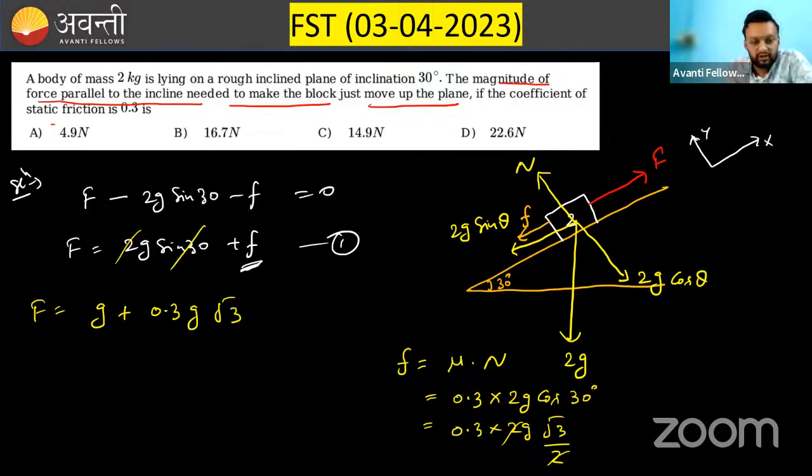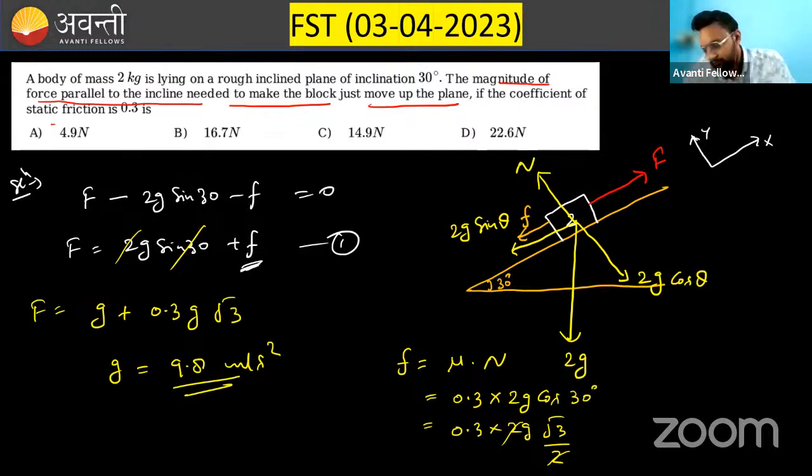According to the options, you should put the value of g as 9.8 meter per second square. If you put the value, you will get the answer. No issue with that. I'm not going to calculate this value for you. You can put the value and solve it out. You will get the answer. One thing is very important: to draw the FBD.